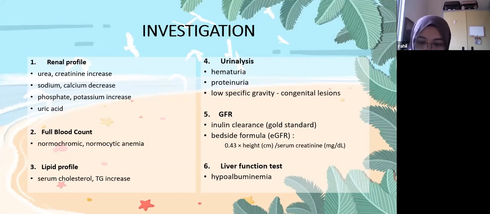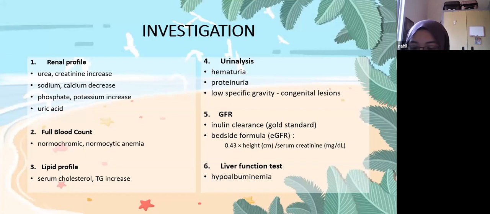Secondly, we can do a full blood count, and normally a patient with CKD will present with normochromic normocytic anemia due to reduced erythropoietin production, or it can be IDA, or folate or vitamin B12 deficiency. Then the lipid profile will show elevated serum cholesterol and triglycerides. In urinalysis, there will be hematuria, proteinuria, and low specific gravity, like Dr. has explained before.